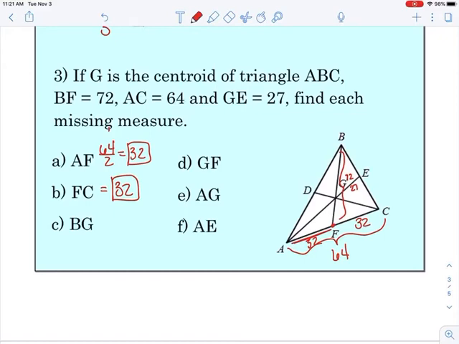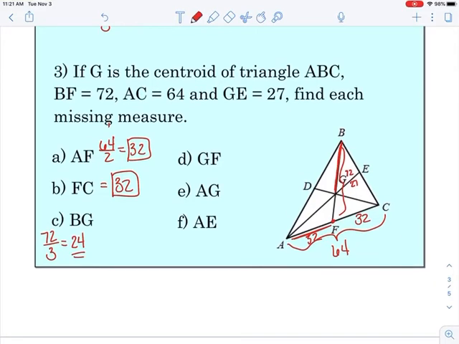The next thing that we want to find is BG. BG is part of this median right here. If the entire median is 72 units long, and we want to know what one unit is, and there's 3 units all together, each unit that makes up that median is going to be 24. And if I want the longer piece of that median, that is going to be 2 times that 24. So 2 times 24 is 48.